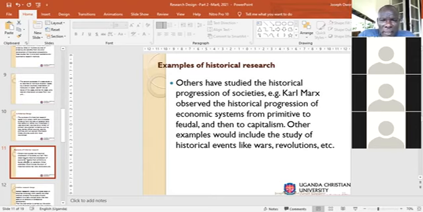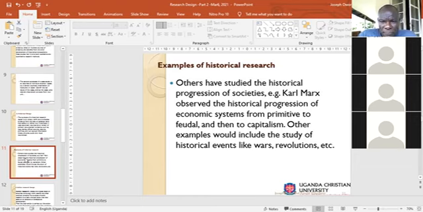So Karl Marx was a good economist, but also a good social scientist because he used history to help us to understand the development of societies and so on and so on.